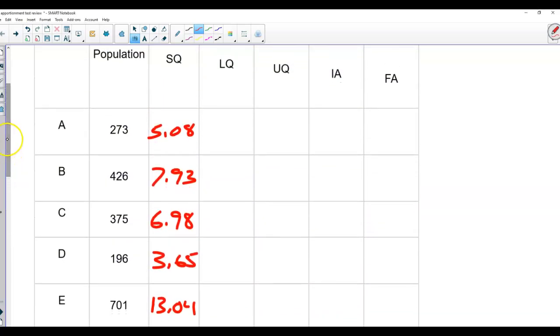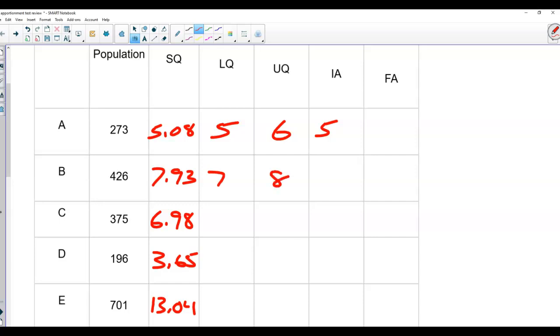So now, lower quota, upper quota, and initial apportionment. We'll do it all in one step. The lower quota is the number in front of the decimal point. The upper quota is one number bigger. And we write the lower quota in for the initial apportionment every single time.